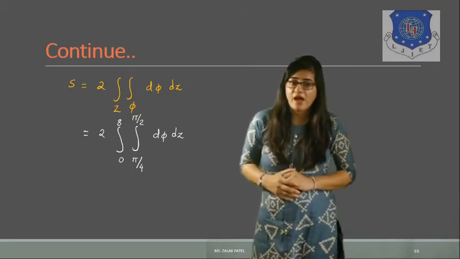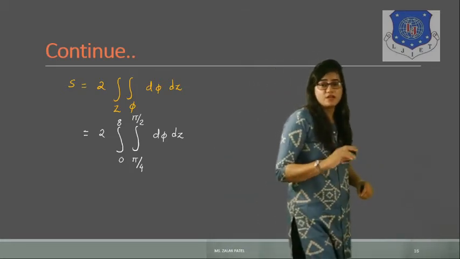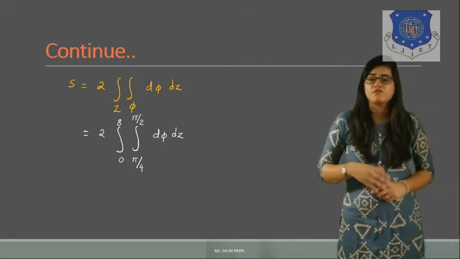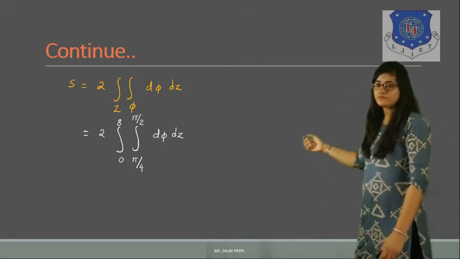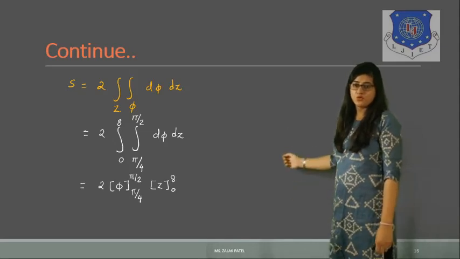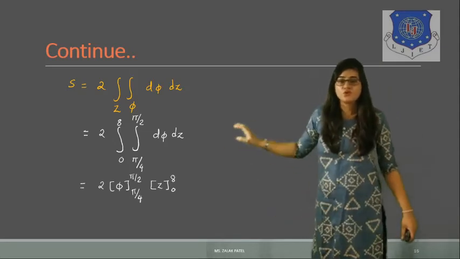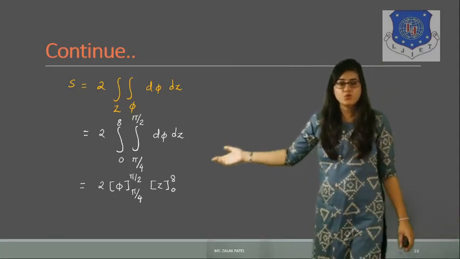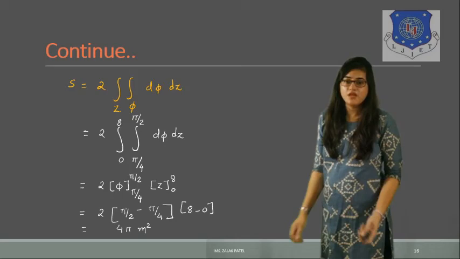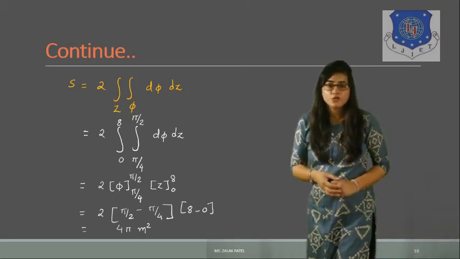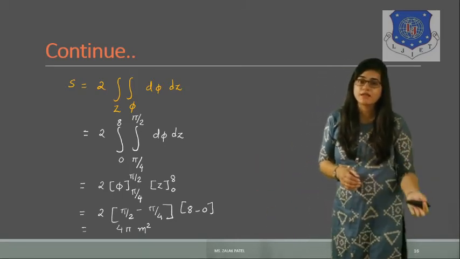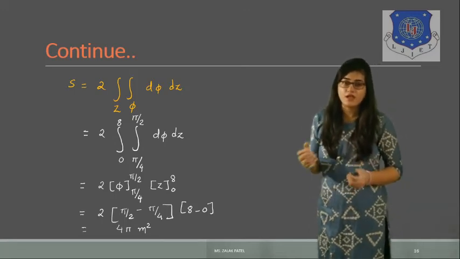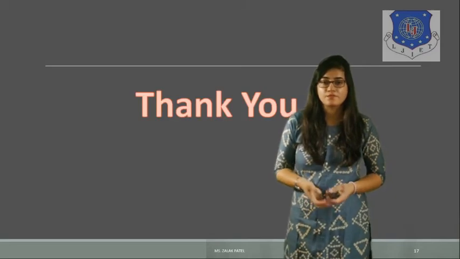Here there is no term of phi present and no term of z present. So integration of 1 will be phi and again integration of 1 will be z. So it can be written like this: 2 into phi, pi by 4 to pi by 2, and z from 0 to 8. If we simplify it, we get 2 into pi by 2 minus pi by 4 into 8 minus 0. So it becomes 4 pi meter square. This is the area in the cylindrical system.